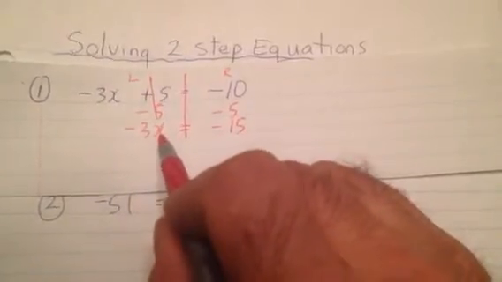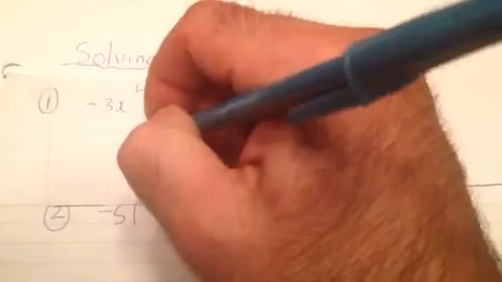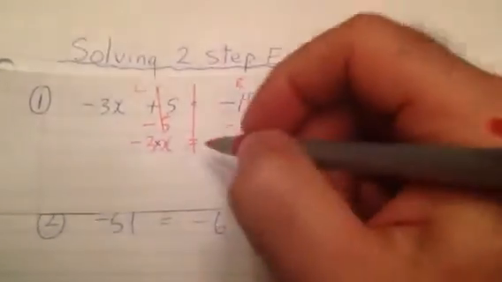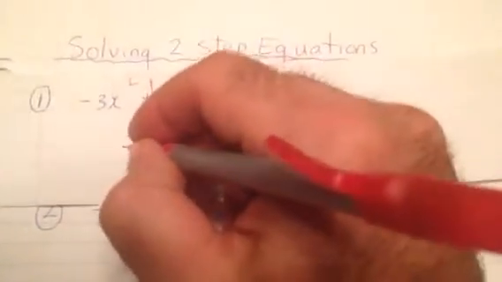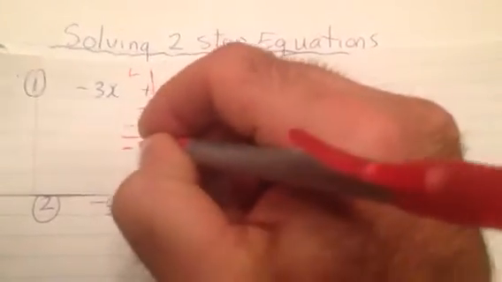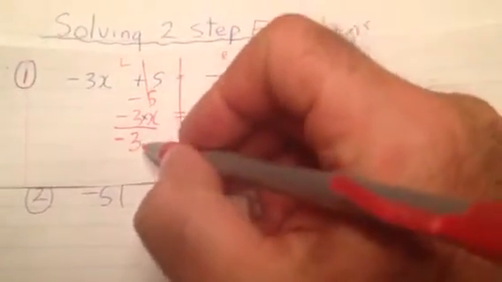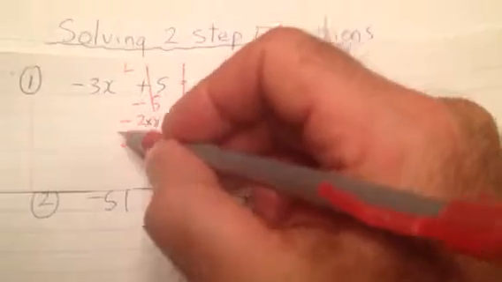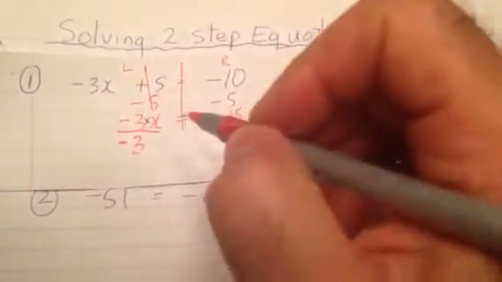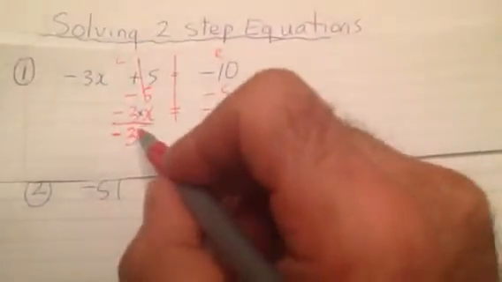Now, in order to get x by itself, I have to do the opposite of this operation, which is times, right in there. So the opposite of times is divide. So I only do the opposite operation. I only divide by negative 3. I don't make this a positive 3. I don't make this opposite. The number stays the same, just the operation is opposite, so divide. Whatever we do to one side, we do to the other.